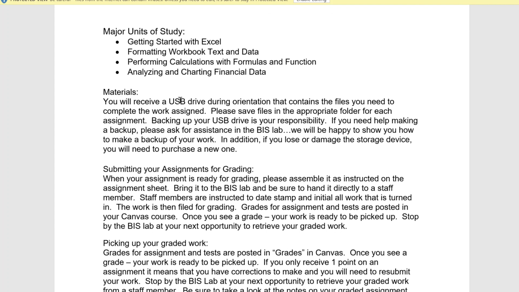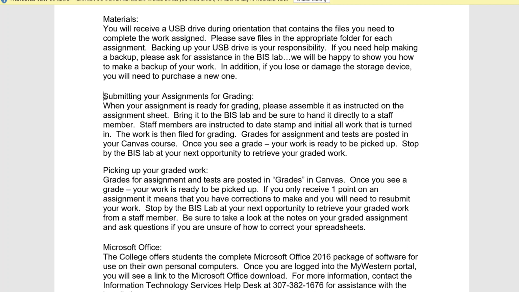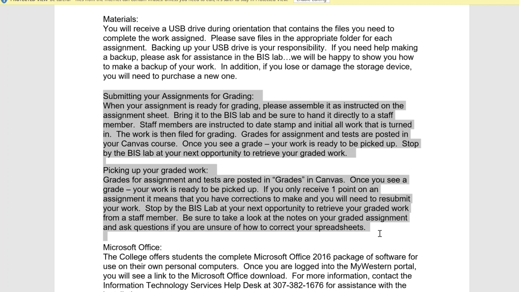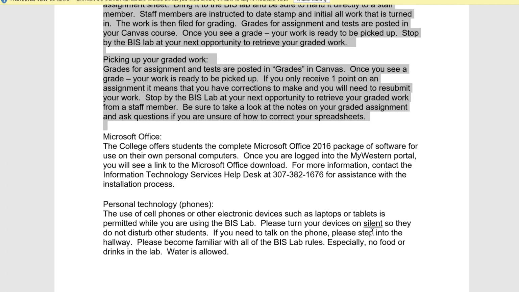You do need a USB drive. I have those available for you. I need to make sure I know which pen drive I've given you so I can make a note of that in my gradebook. And stop by or ask me to leave the pen drive with someone in the lab so that you can pick it up. All right, this is the details on submitting your work for grading and picking it up after it's graded. You can check that out.